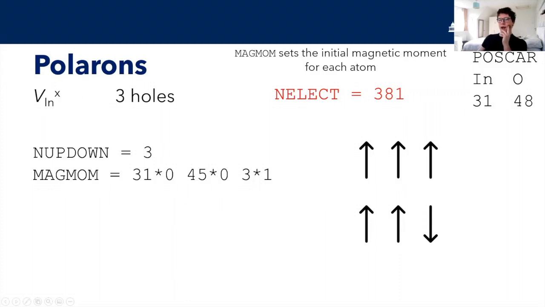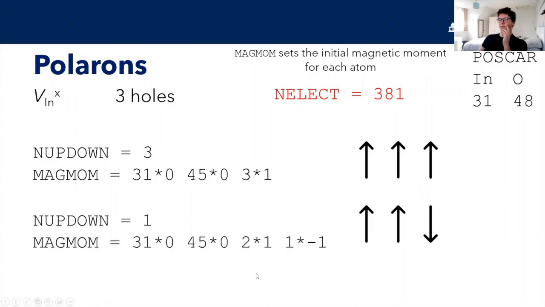We can then consider the other case where you have 2 spin up and 1 spin down. Overall, you only have 1 electron in a different spin channel, so our NUPDOWN is 1. To assign the magnetic moments, it's a similar process, but now we have 2 in the spin up and 1 in the spin down. You can then test the energy of both configurations with Gamma 111, like Sean said earlier, just using a cheaper calculation, and whichever is lowest in energy you can move forward with.